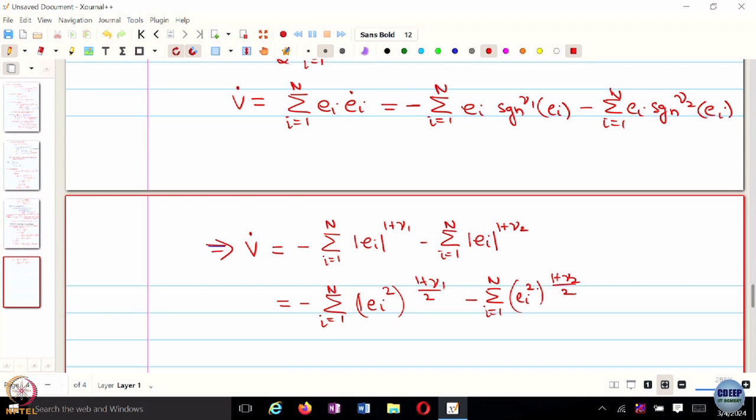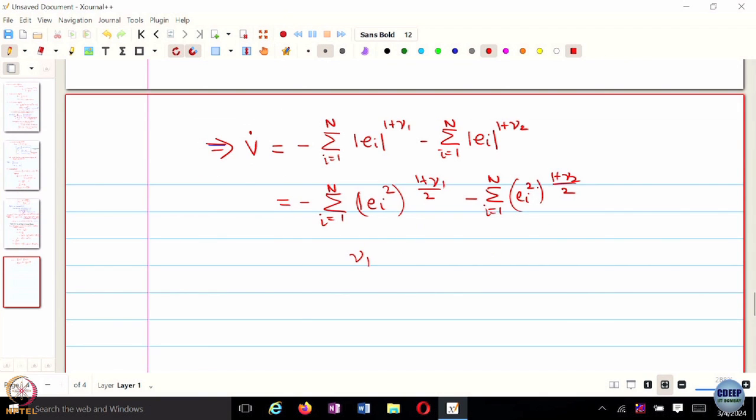So I'm almost there, except that the summation is outside instead of inside. Ideally, I would want to write this as the summation i from 1 through n of e_i squared raised to 1 plus mu 1 and so on. So if you assume nu 1 was a number between 0 and 1, then 1 plus nu 1 by 2 is also a number between 0 and 1. And if nu 2 is greater than 1, this implies 1 plus nu 2 by 2 is also greater than 1.